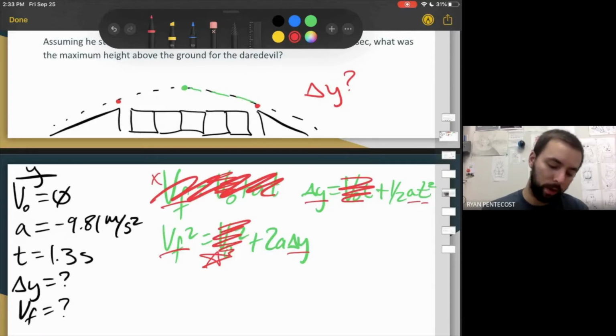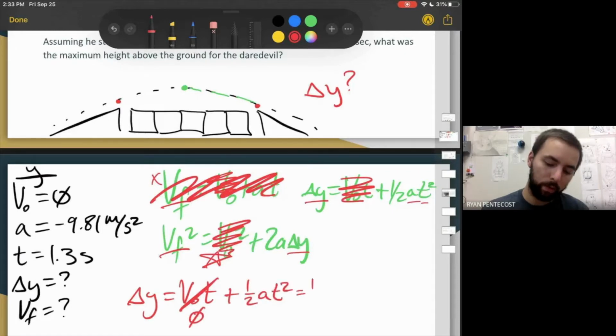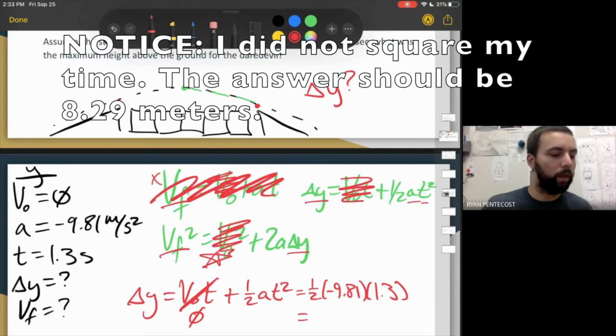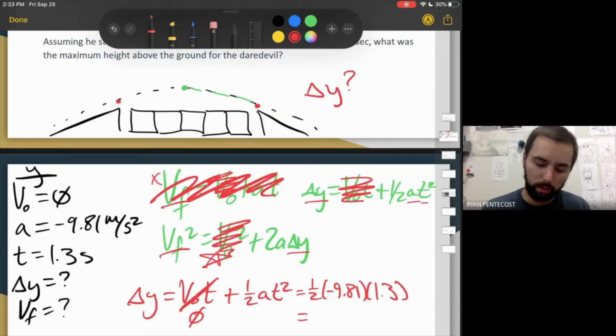So let's use that. Delta y equals v naught t, which is 0, plus 1/2 at squared. This would be 1/2 times the negative 9.81 times 1.3 squared. So let's put that into our handy dandy calculator. And we get negative 6.377 meters. Now, it's negative.